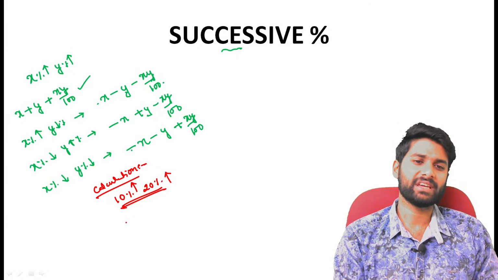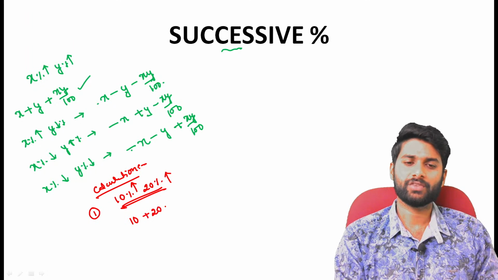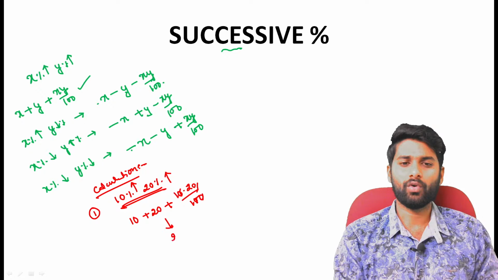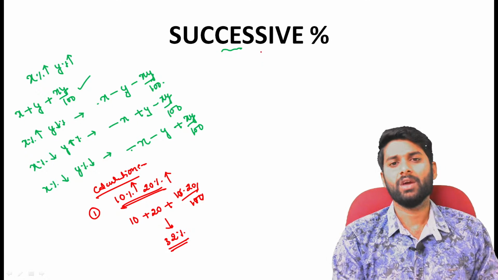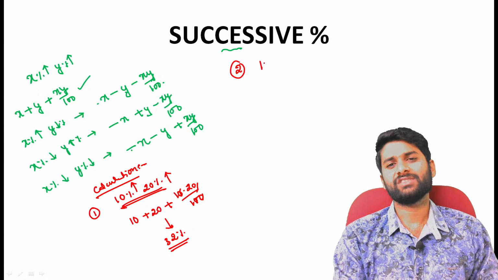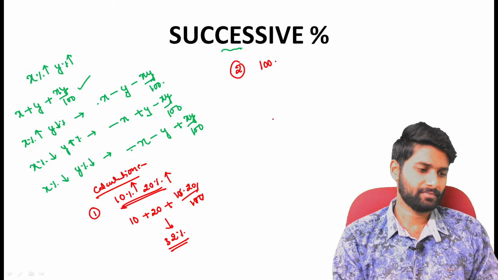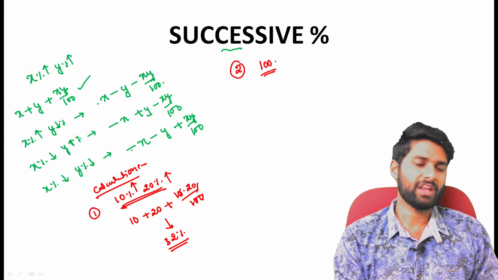I mentioned that both are increases, so here calculation number one is based on the formula. According to the formula, see, 10 plus 20 plus 10 into 20 by 100. Now see, the zeros cancel. The overall successive rate is exactly equal to 32%. That is calculation number one. Or calculation number two: I just assume a value of 100 initially.